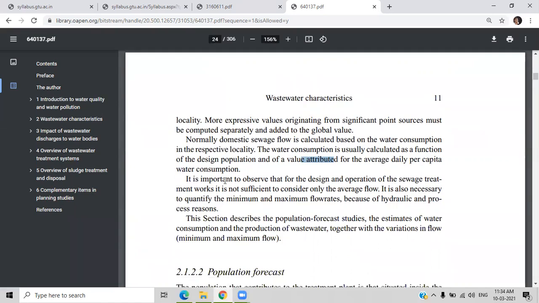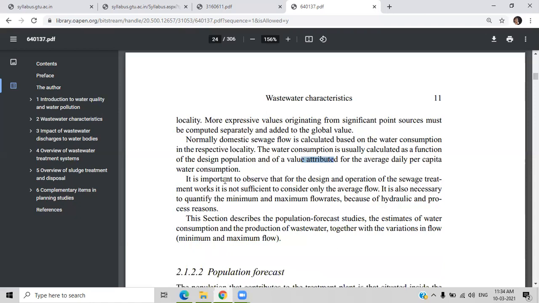It is important to observe that for the design and operation of the sewage treatment works, it is not sufficient to consider only the average flow. It is also necessary to quantify the minimum and the maximum flow rate because of hydraulic and process reasons.